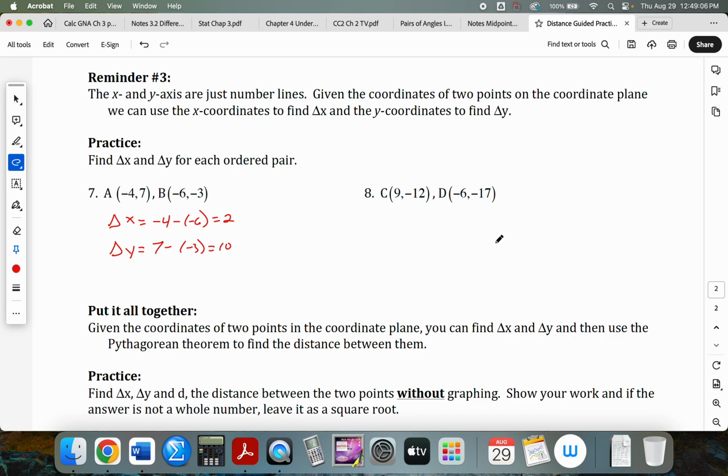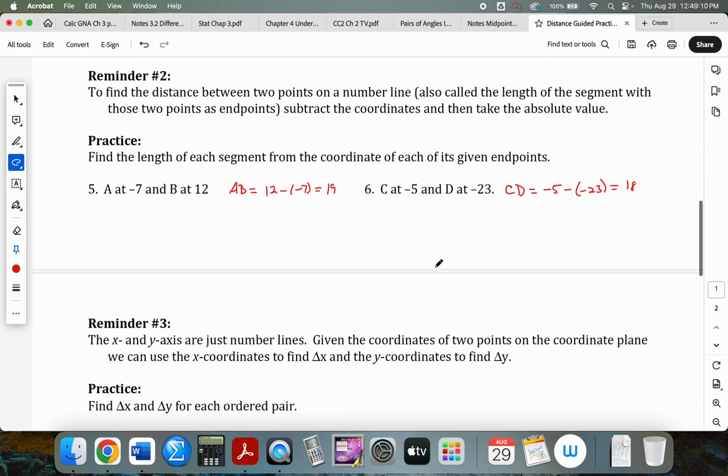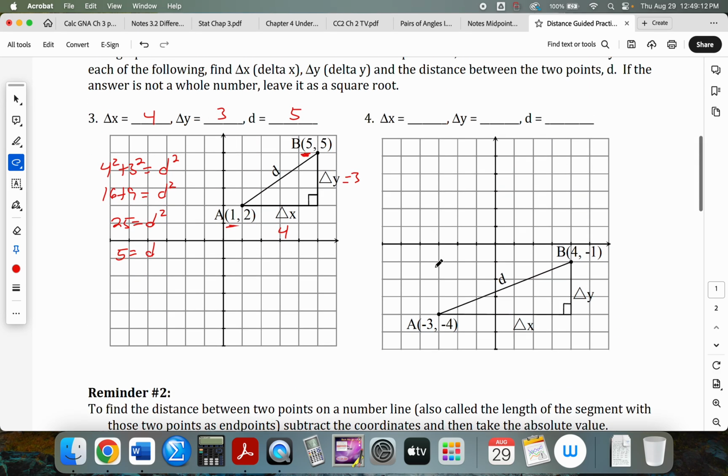And again, in the interest of time, I'm not going to do the next one. I want to make sure we get to everything. So once we have delta x and delta y, couldn't we do the Pythagorean theorem to find the distance between the 2 points? We don't even have to have the drawing to find this distance.